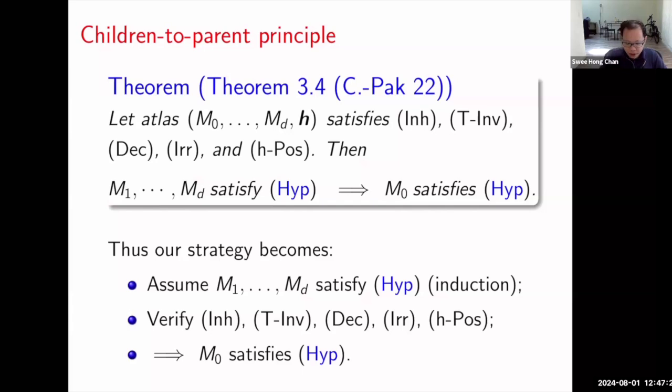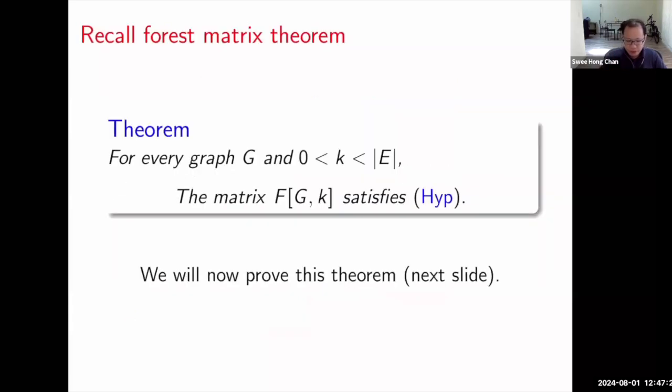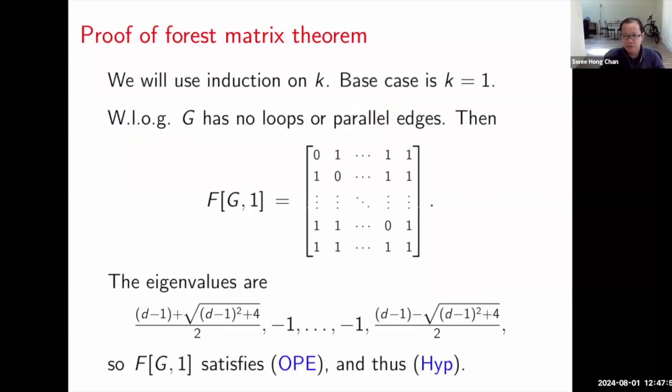Okay. In fact, let us just go immediately to the proof. Recall that what we want to do again is to prove that this matrix FGK satisfies the hyperbolic property for any k strictly between 0 and v. We'll now give maybe a 2 slide proof. So first, let k be equal to 1. This is the simplest case. Without loss of generality, assume that G is simple. When G is not simple, there is a way to reduce this question to the simple graph.